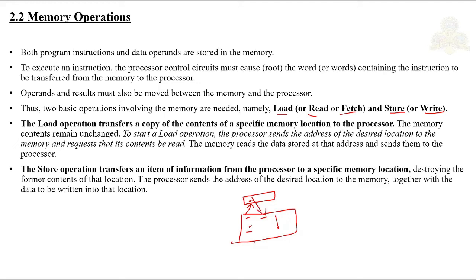Next is the store operation. That means you have performed some addition or subtraction. You have done something in the processor. Now you want to store it back to the memory. How is this done? The processor sends the address of the desired location to the memory together with the data to be written into that location. Getting it?